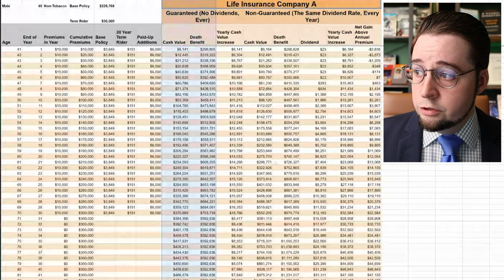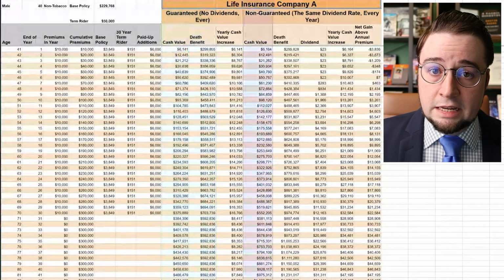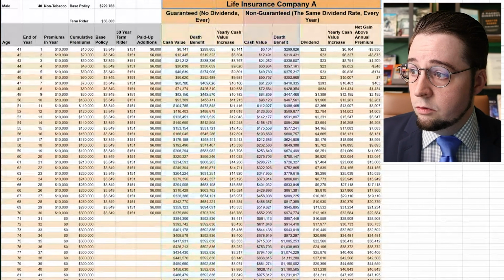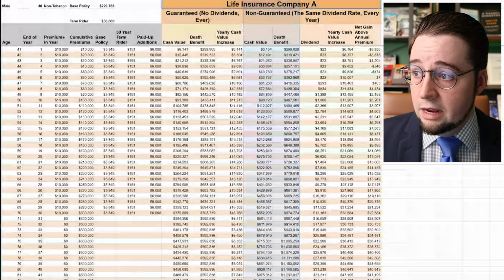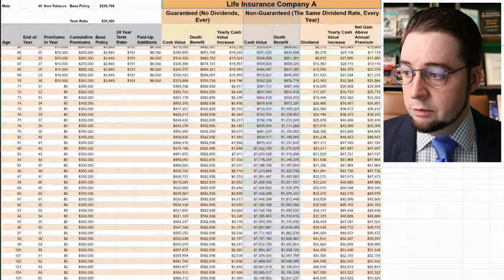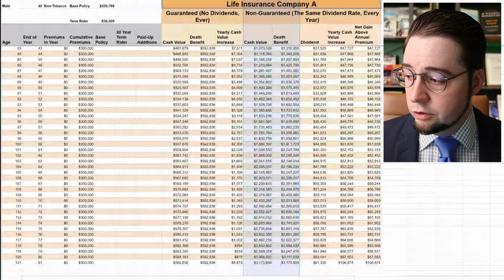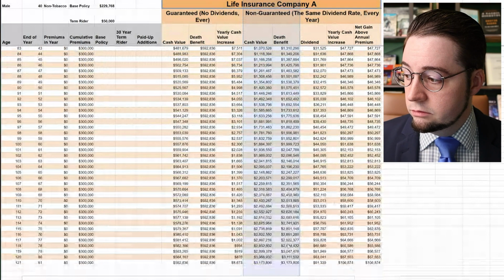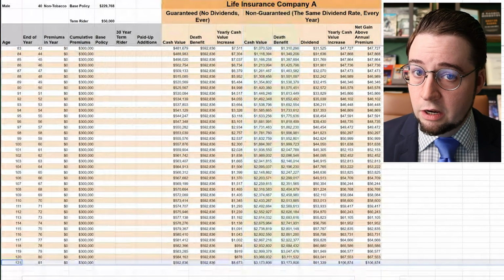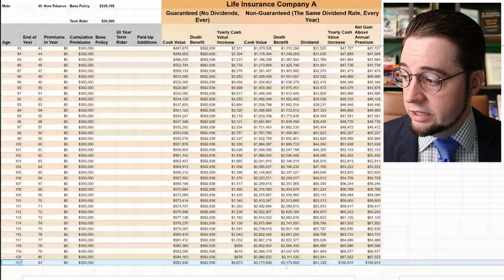If you follow those two columns, this is the guaranteed cash value and death benefit, or these two columns, and it's the non-guaranteed cash value and death benefit. At the end of the contract, the very final year, which in modern life insurance policies is age 121, they are the same number.